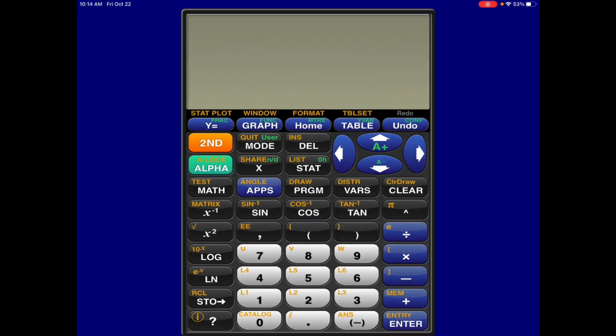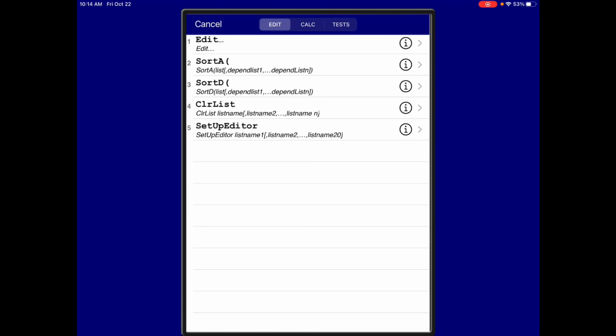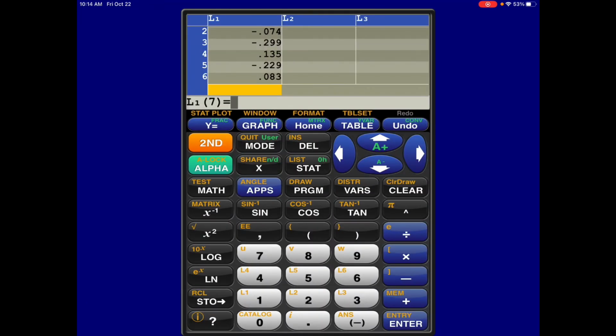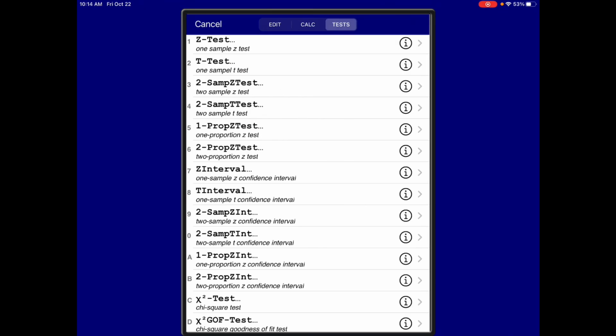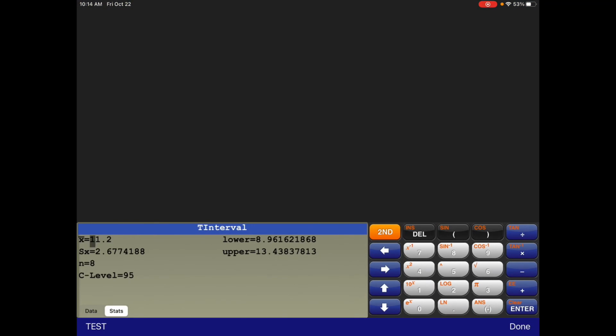On the graphing calculator, we are going to go to Stat, to Edit, and we're going to have all of those differences entered in L1. Next, we're going to go to Stat, scroll right to Test, and since we're constructing a confidence interval, we need to use T-interval. We do not know our population standard deviation. If we did, we would use Z-interval.